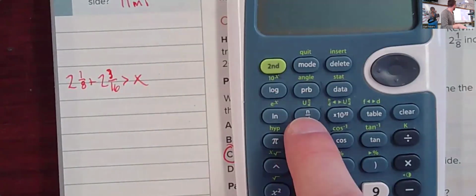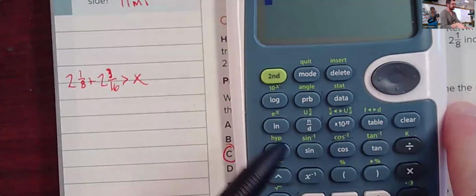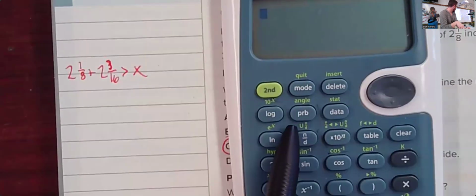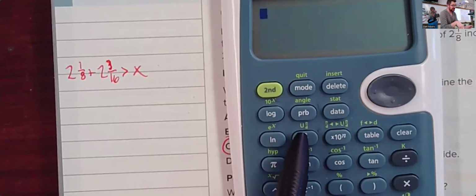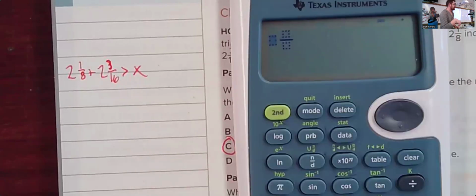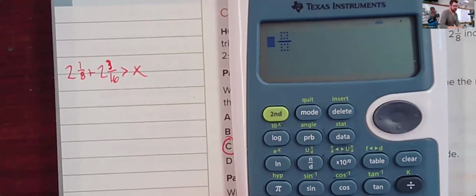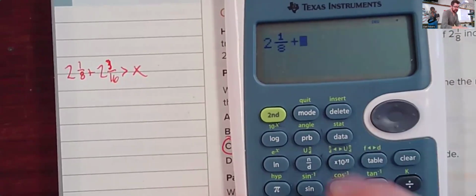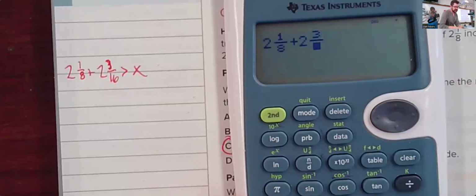So if you go with a mixed number, which this is, you can actually type a mixed number into these calculators. If you look above the fraction button in green, you've got U and then N over D. U is the whole number, numerator, and then denominator. So if you type in second and then the fraction button, you'll get yourself a mixed number. And so the first number was 2 1/8. And we can say plus, type that button again, 2 3/16.